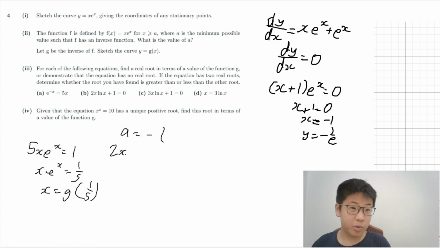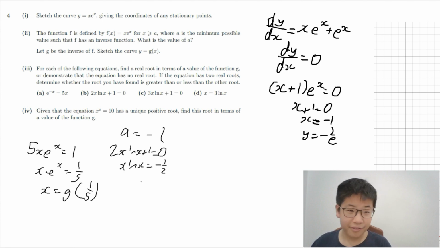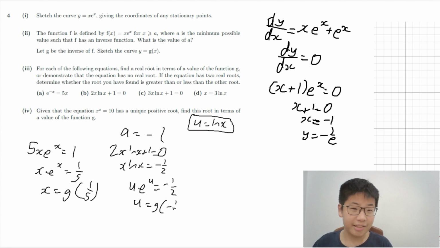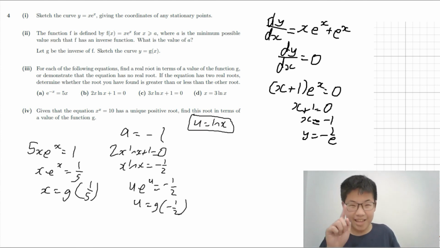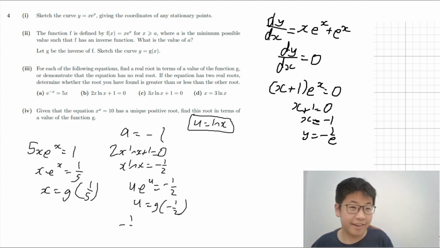There, that was quick. Part B: 2x ln x plus 1 equals 0. So x ln x is negative half. Now we're going to use the substitution u equals ln x. We are going to use this substitution throughout the whole question, so we just box it up. Great. So u e^u equals negative half, and u equals g of negative half. But wait! Doesn't this value not exist? Yes, this value doesn't exist because negative half is less than negative 1 over e, as we can see from the domain of the g function. So, no real root exists.